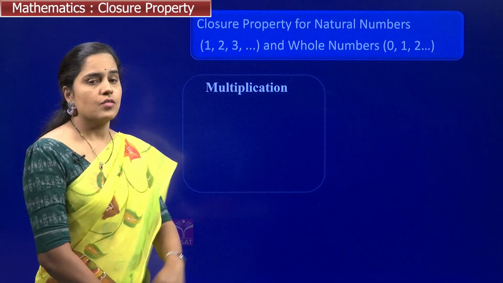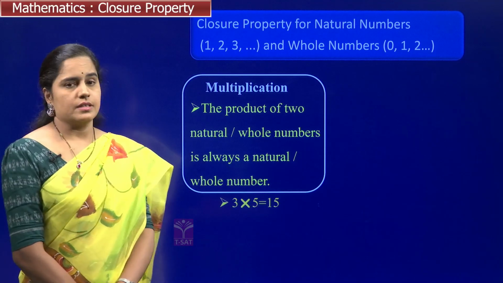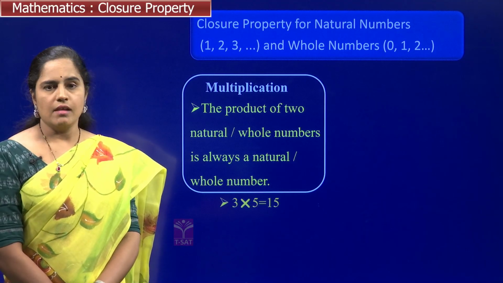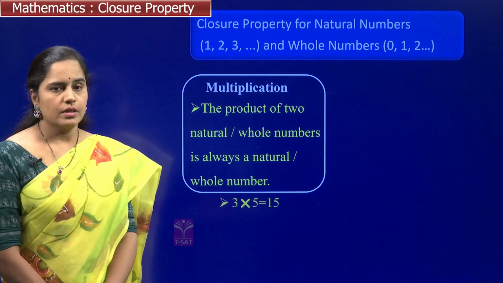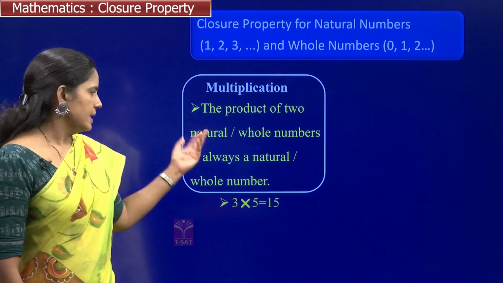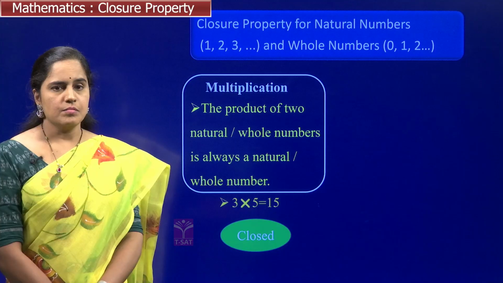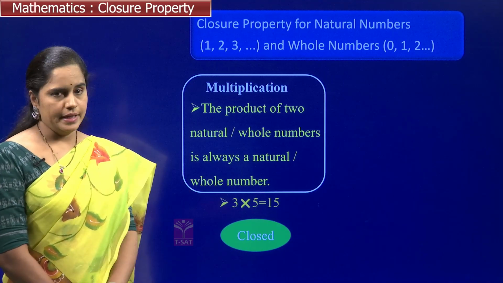And next, for multiplication. Closure property for multiplication. The product of two natural or whole numbers is always a natural or whole number. Here, for example, 3 and 5, the product of 3 and 5 gives us 15, which is a natural number. Therefore, natural numbers and whole numbers are closed under multiplication.